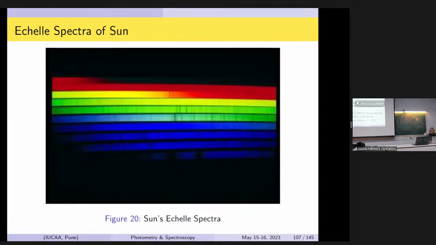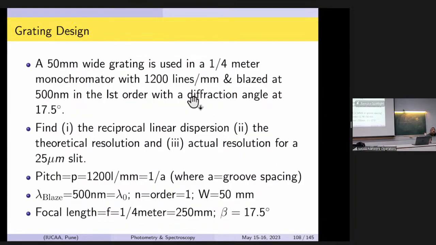I will run through a small example of designing a grating. So suppose I have been given a 2-inch, 50 mm wide grating, and it's called a monochromator because you can divide the light into monochrome, each single wavelength. And 1/4 meter means the collimator length is 250 millimeters. And this is the grooves, 1200 lines per millimeter, and it is blazed. The efficiency is improved in the first order. And these angles are 17.5 degrees.